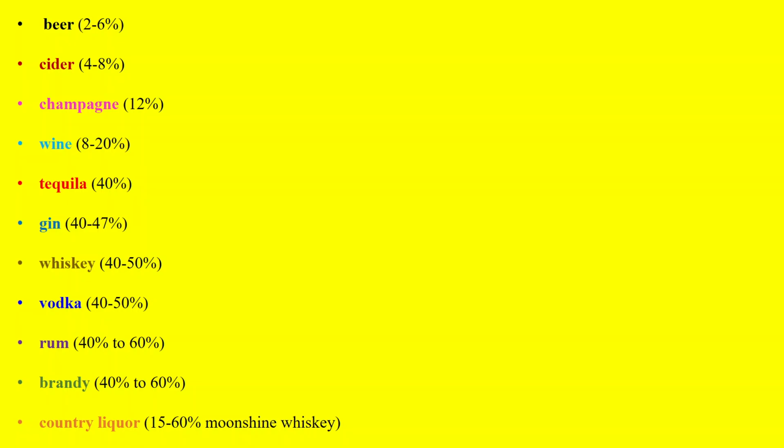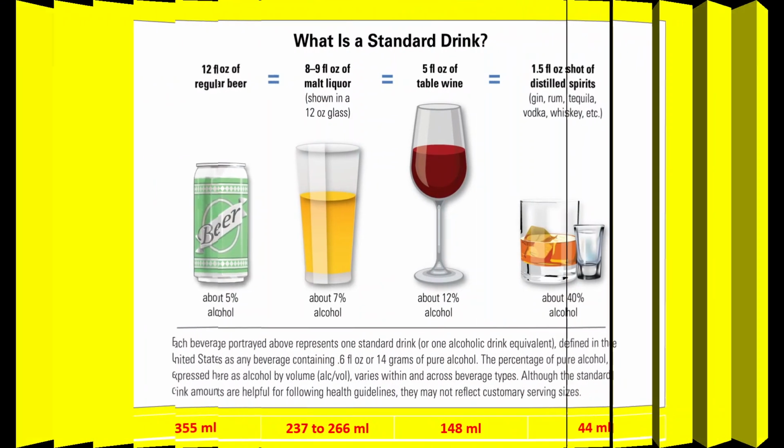And then there is the country liquor or the moonshine whiskey, which has a wide range. It depends upon how it is made, by which product it is produced, and by which method it is made, either fermentation or distillation, whatever the process. They even use car radiators for the distillation process, and that equipment causes a lot of lead poisoning too, and it contains about 15 to 60% of the ethanol.